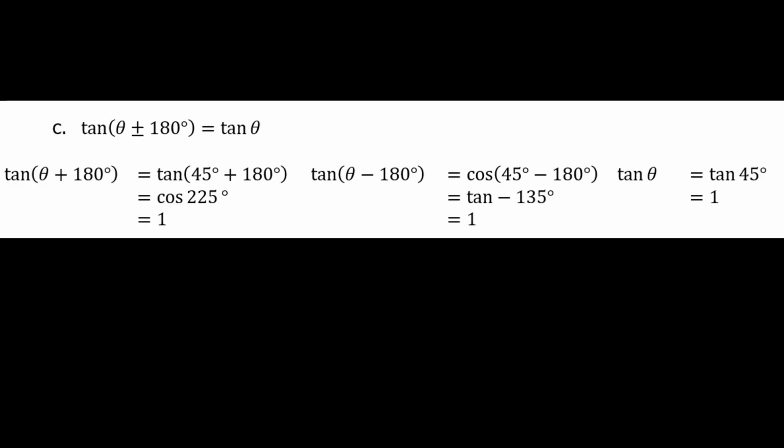So for tangent, 225 degrees is still in quadrant 3, so negative and negative will give us a positive value of tangent. And for negative 135 degrees, still on quadrant 3, then we have positive. And tangent 45 degrees really gives us 1. Meaning to say, these identities really are true.